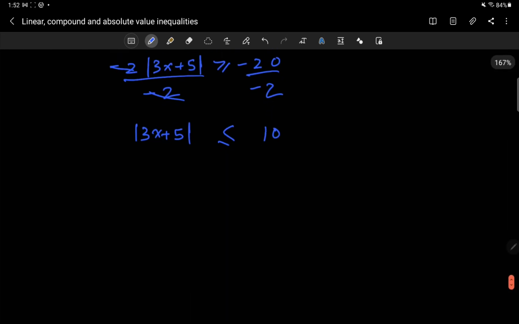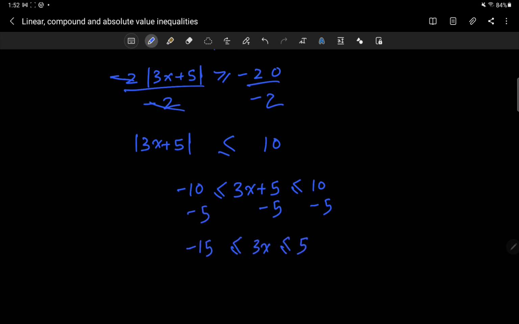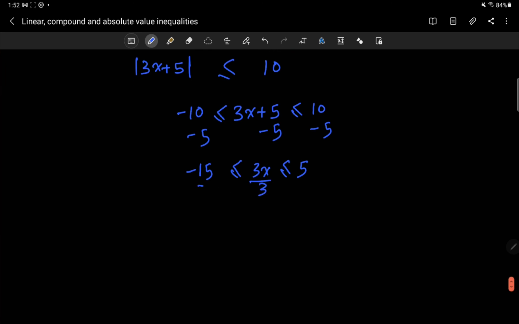Once you have that, now this is in the form that we are familiar with, namely 3x plus 5 less than or equal to 10 and greater than or equal to -10. Subtract 5 on both sides to get -15 and 5 for 3x, divide by 3, x less than or equal to 5/3 and greater than or equal to -5.